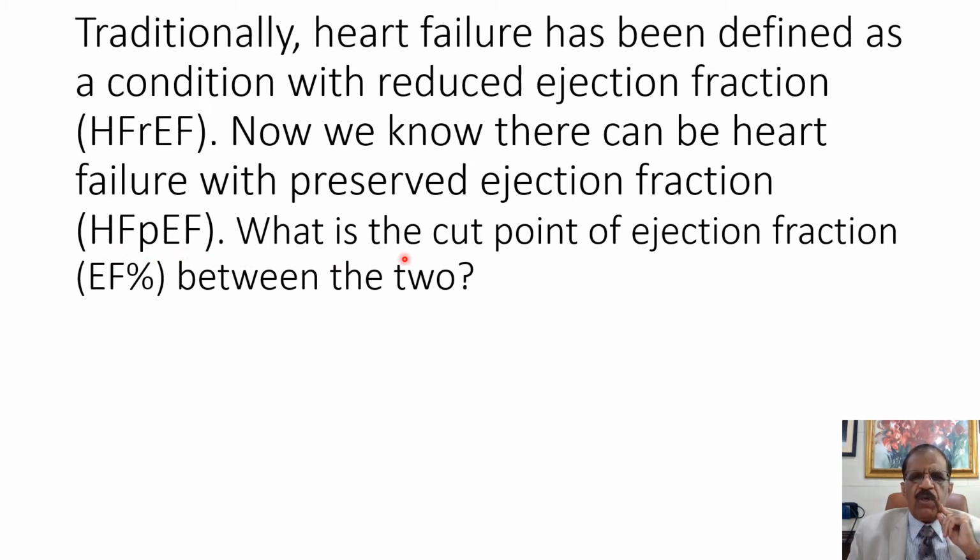Now the question is, what is the cut point of ejection fraction between the two categories? When do you say it is heart failure with a reduced ejection fraction or heart failure with preserved ejection fraction? Normally, the ejection fraction ranges from 50 to 70%, maybe a little more than 70%, depending upon one's age. So, what is the cut point? Is it 60%, 50%, 40%, 30%, or 20%?